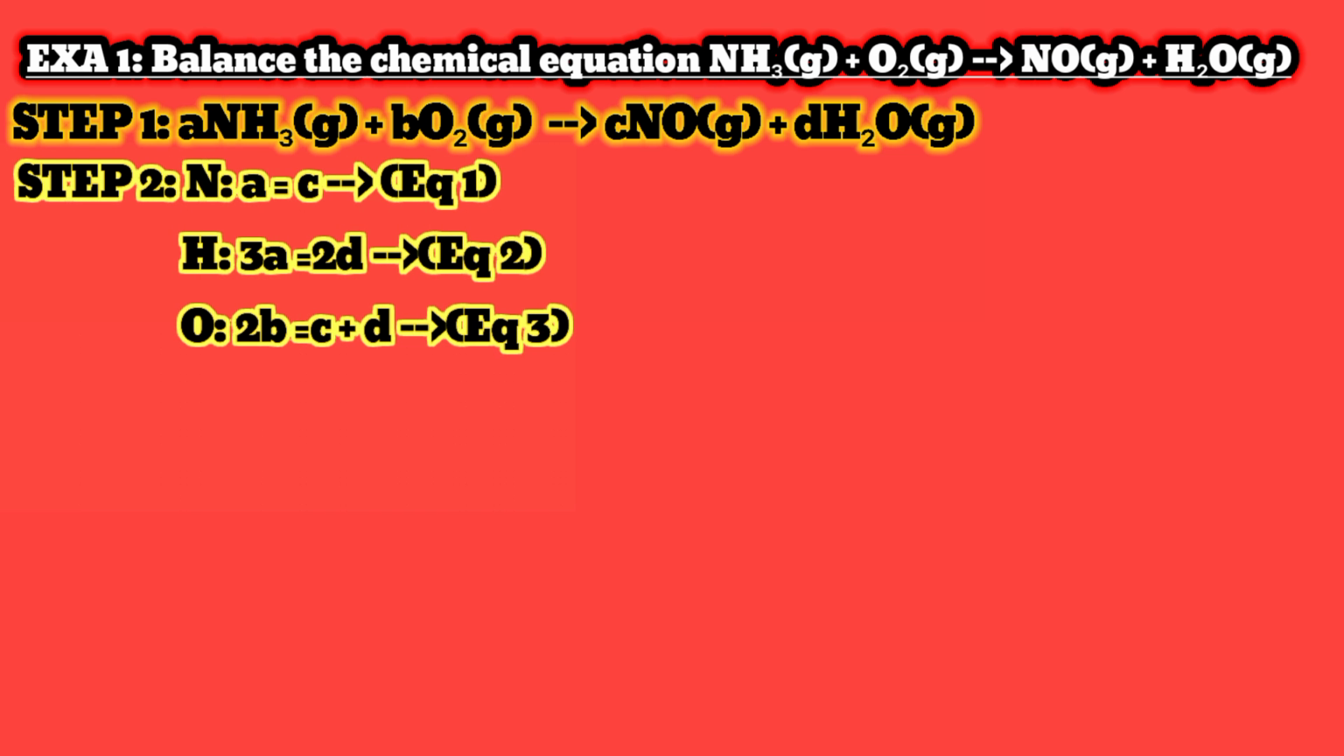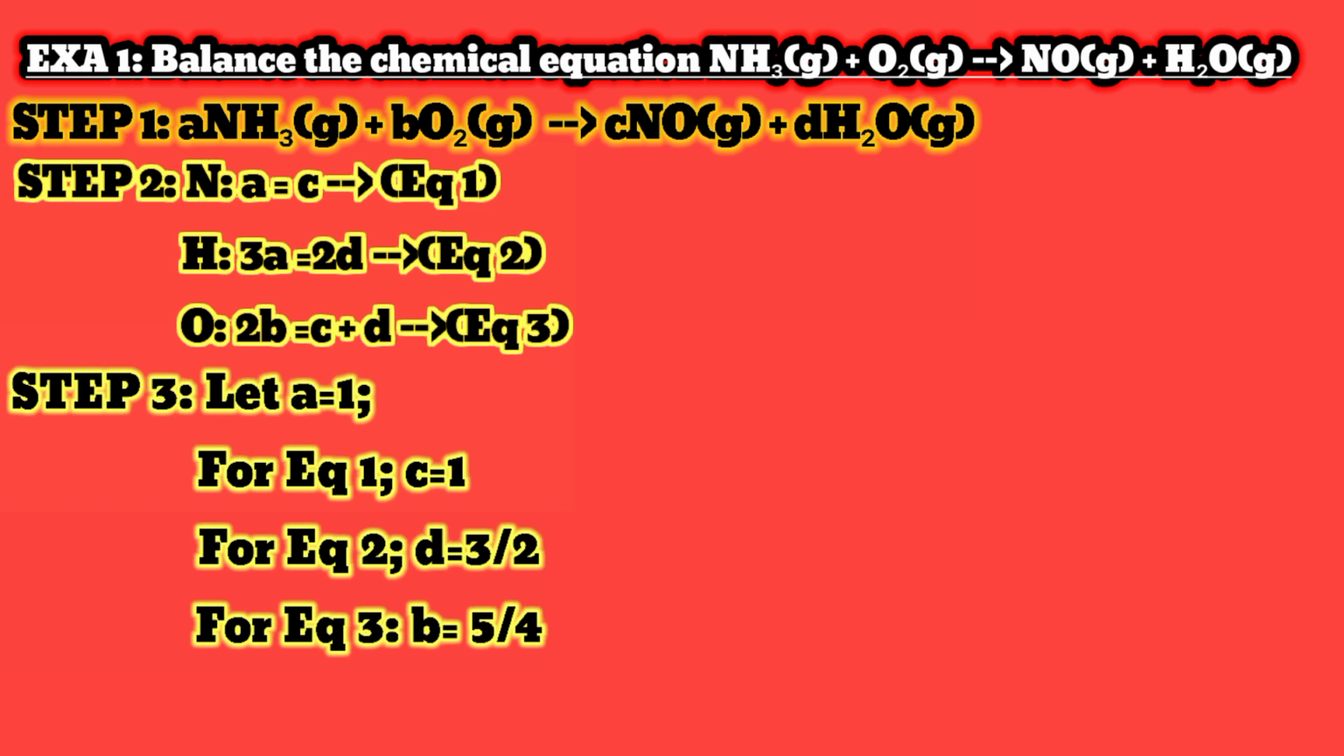So for nitrogen, A in the left hand side is equals to C in the right hand side. For hydrogen, 3A in left hand side is equals to 2D in right hand side, and for oxygen, 2B in left hand side equals to C plus D in the right hand side.